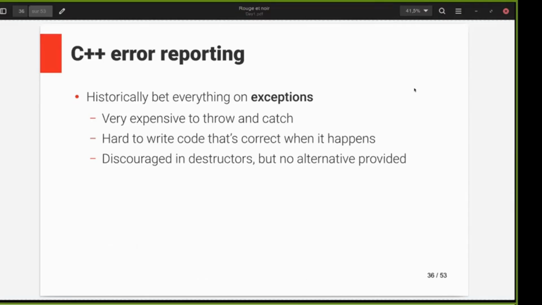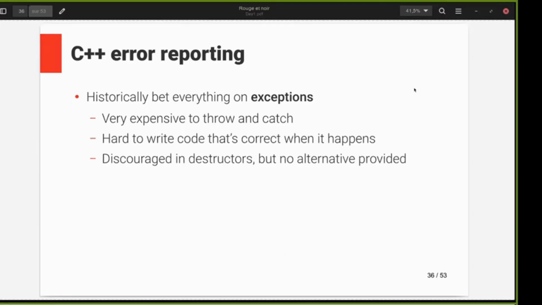This leads me to the question of error reporting. Back in the day when I learned C++, in the early 2000s, the trend was to bet everything related to error handling in C++ on exceptions. But already at that time, there were a few known problems with exceptions, right? Exceptions are quite expensive to throw and to catch, which means that you don't want to call code that throws exceptions in a loop. If you have errors that occur frequently, you will probably want to use a different mechanism. Second, it's actually quite hard to write code that remains correct in the presence of exceptions, because it means that the code can be basically interrupted at any moment, on any line of code, in the middle of any expression.